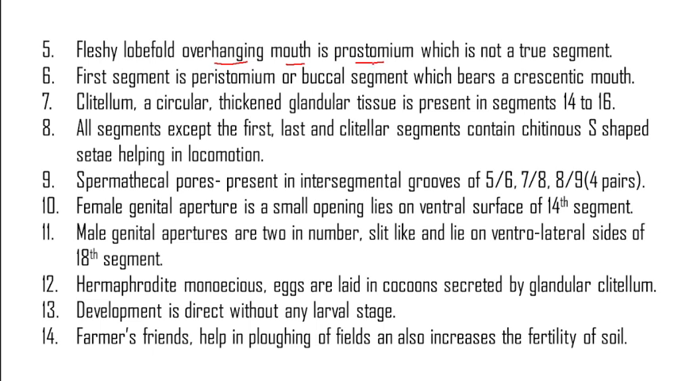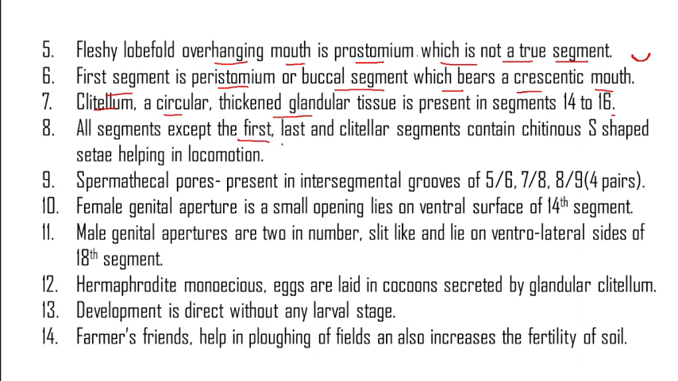जो mouth होता है it is prostomium which is not a true segment. और ये जो first segment है ये true segment नहीं है. First segment is peristomium और buccal segment which bears a crescentric mouth. तो जो actual में first segment है वो है peristomium या buccal segment which bears a crescentric मतलब इस shape का mouth होता है. Clitellum, a circular thickened glandular tissue is present in the segment 14 to 16.